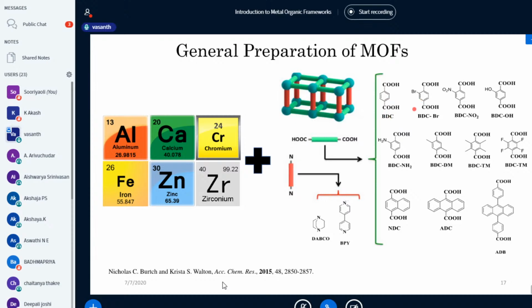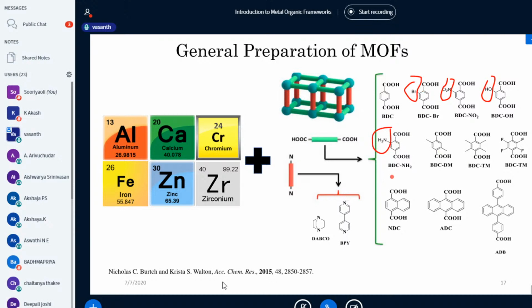So the structure is the same, but you have a difference in one position. We can see there are small substitutions present in all these places, so these make them unique. If you prepare a metal organic framework with BDC, it would be simple BDC. Now, if I introduce a bromine molecule on it, I am introducing a different electronic or chemical property to it. So by making small changes in its positions, we can alter its physical as well as chemical properties.